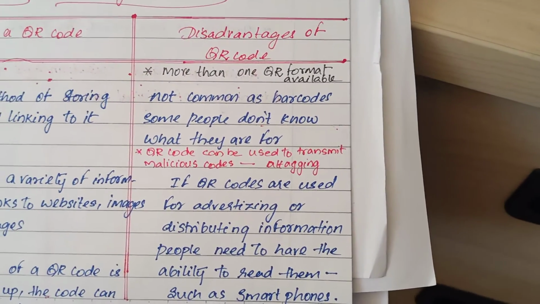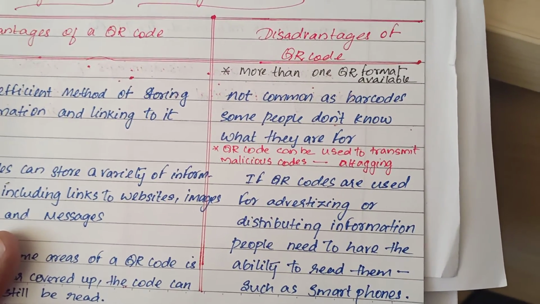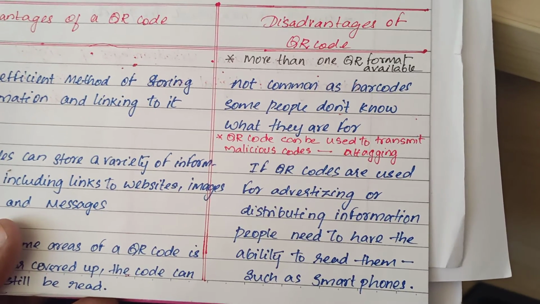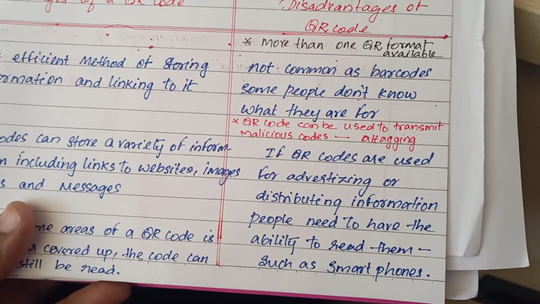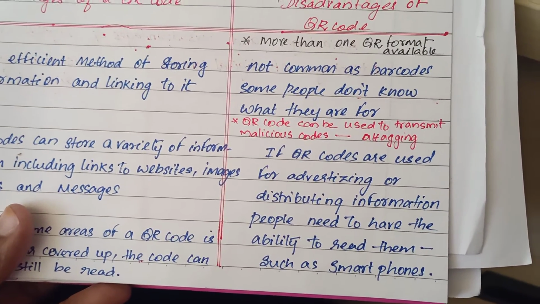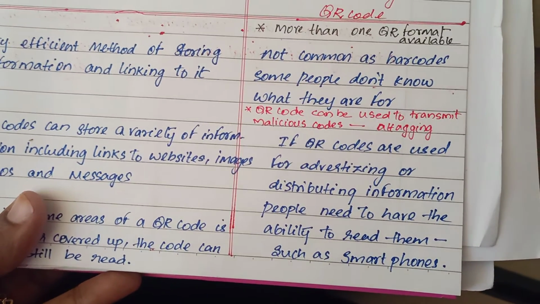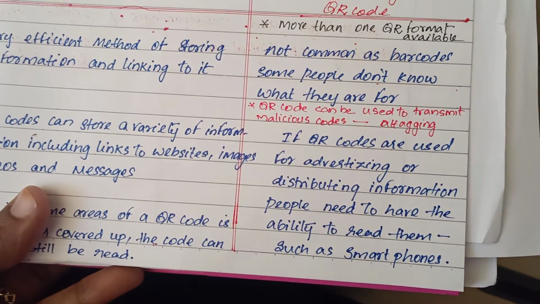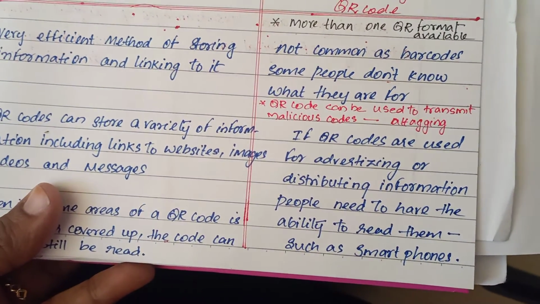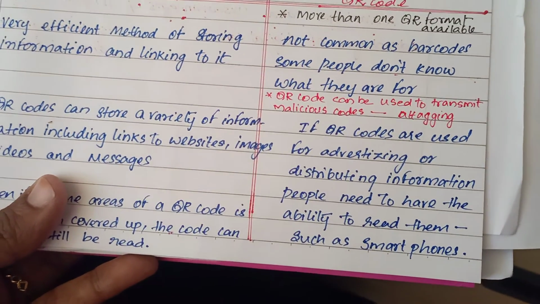Let's see the disadvantages of QR codes. There is more than one QR format available, so people may get confused about which one to use. And QR codes are not as common as barcodes. Some people don't know what they are for. So if people are not aware of QR codes, advertising through QR codes is a waste. You will not be able to reach as much as you thought.